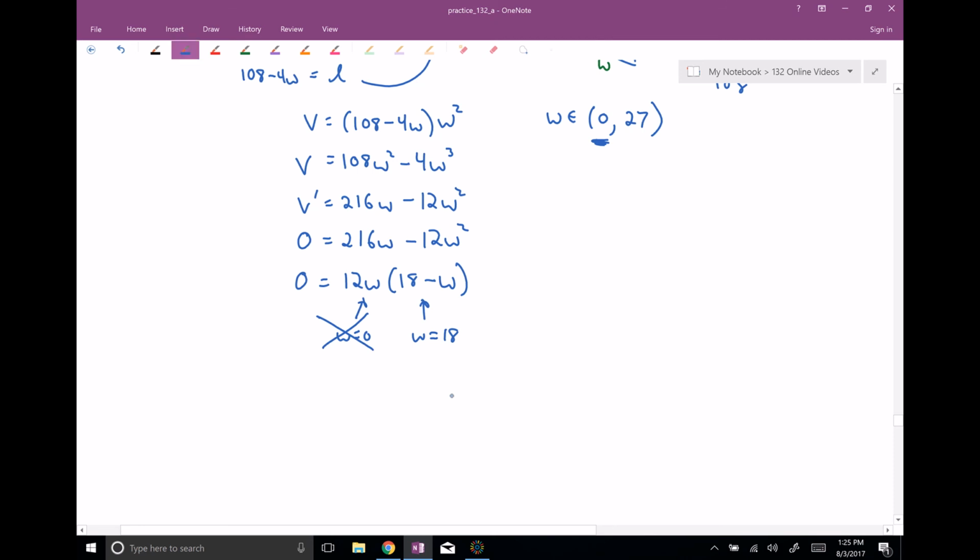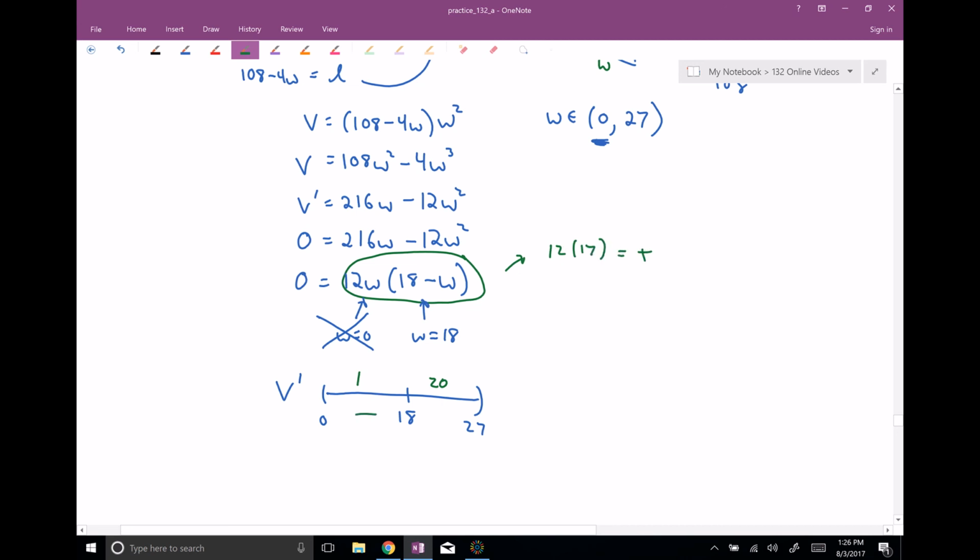So, okay, I want to prove that this does maximize volume, so I'm going to set up a number line here on our domain, 0 to 27. I'm going to plop down 18 here, and again, we're plotting information about the derivative. So if I go ahead and choose test values, for instance, 1 down here, maybe 20 is a nice number up here, and plug those into my derivative formula, looking at this right here for my derivative. So if I plug in 1, this is going to give me 12 times 17. And again, the big thing here is that this is positive. So here we have a nice positive value.